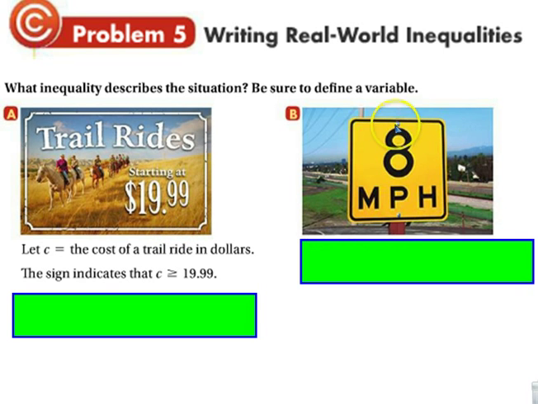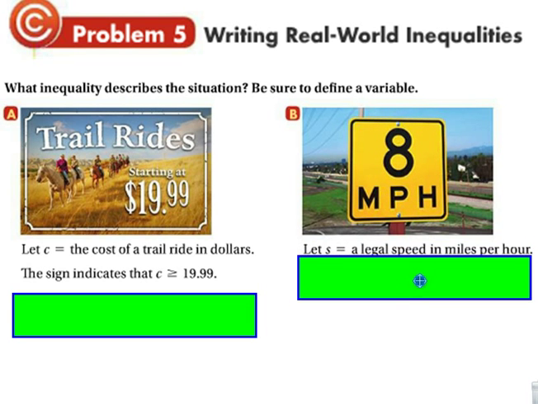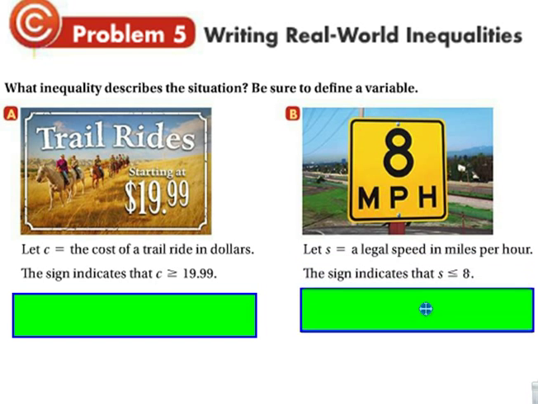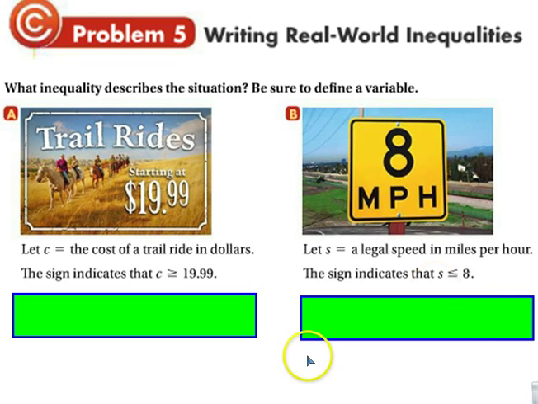Now this is a speed limit sign, 8 miles per hour. So we're going to pick a variable: let S equal a legal speed in miles per hour, and in this case S must be less than or equal to 8. We can't go over 8 miles an hour.